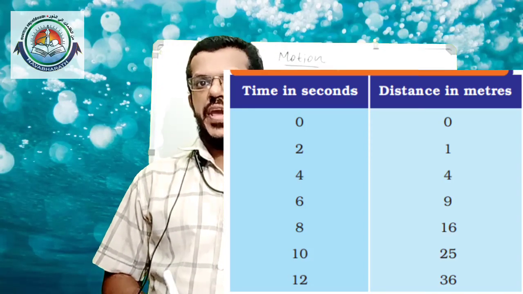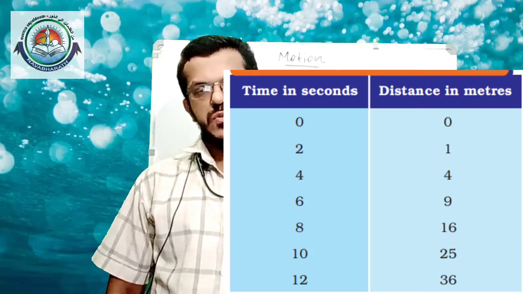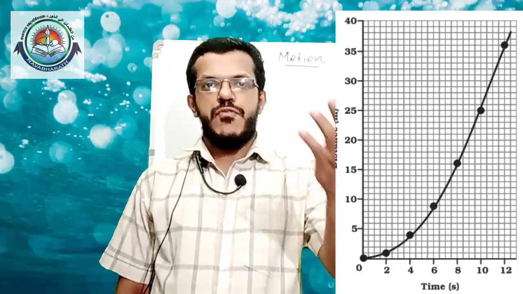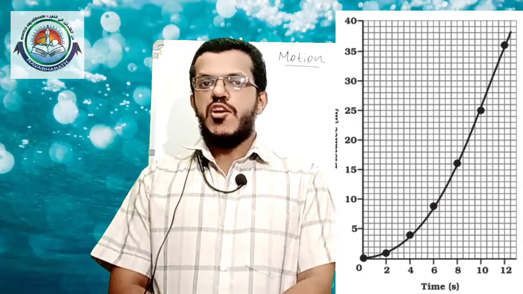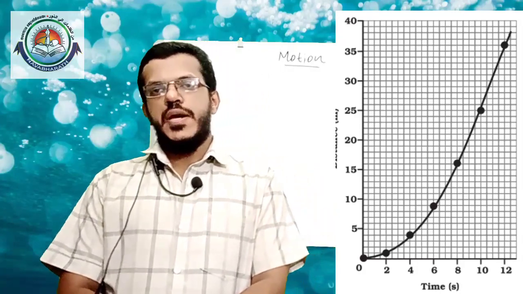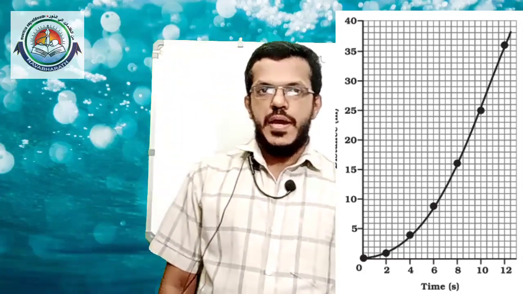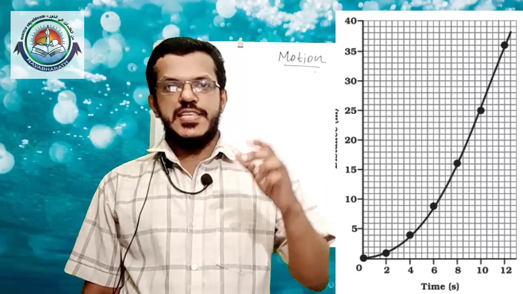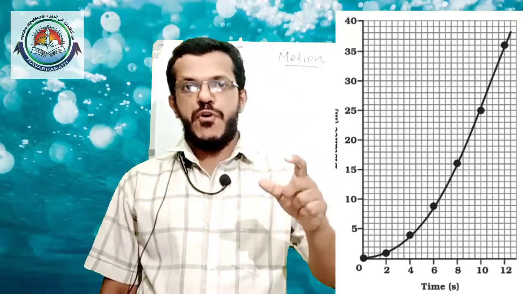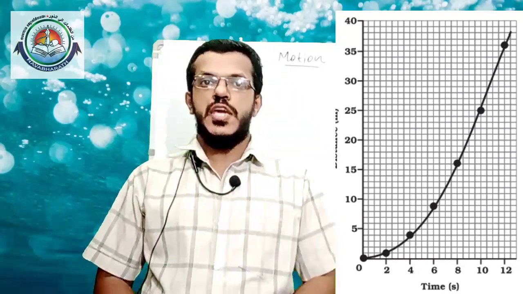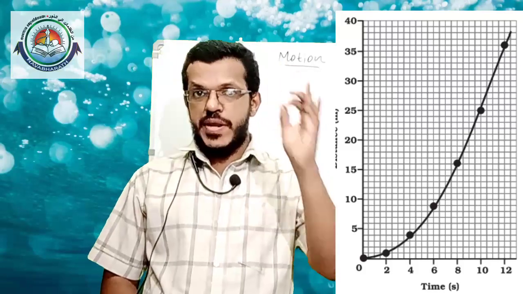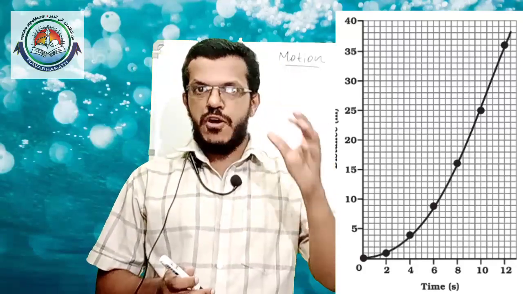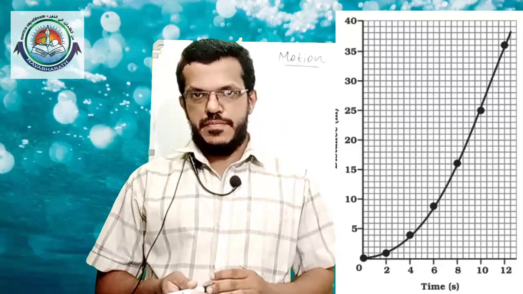And if you draw a graph using these values, we get this type of graph. This is not a straight line graph. It is the graph for non-uniform speed or non-uniform velocity, that is, accelerated motion. This is a graph for accelerated motion.